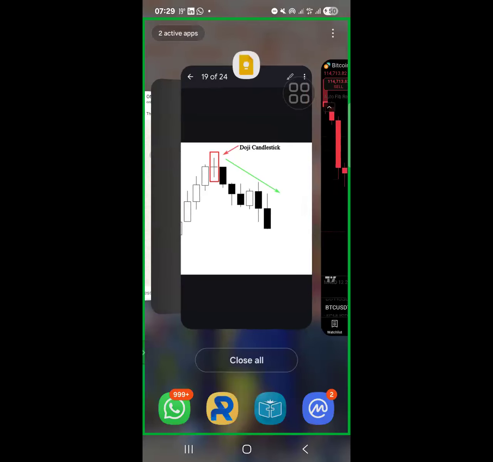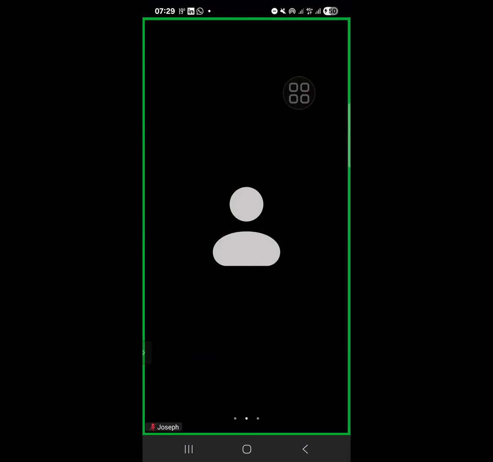Anybody with a question? We are trying to understand market direction here. We are trying to understand price action. That's what we are trying to understand. Are we okay for today?